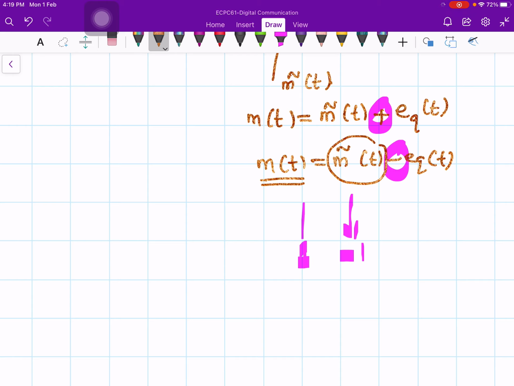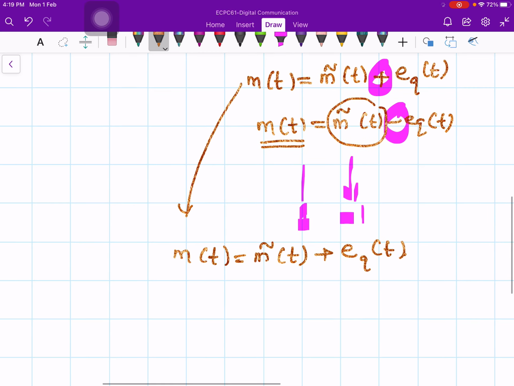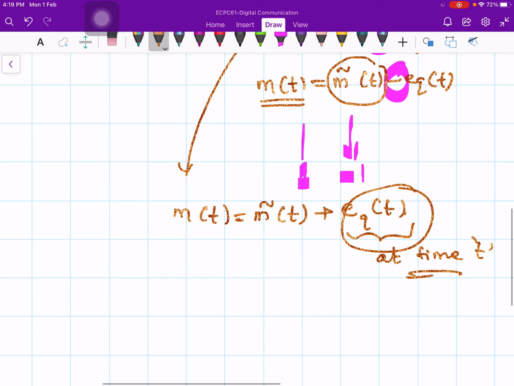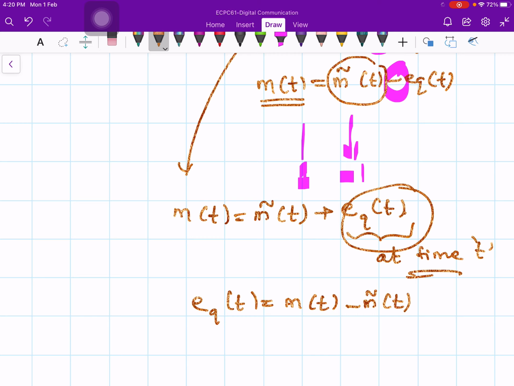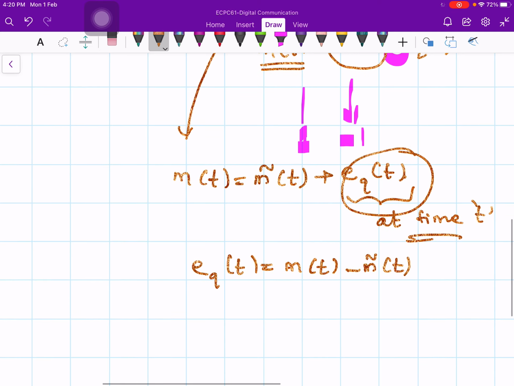Therefore m of t is equal to the staircase approximation of this message plus the error which is occurring there, e suffix q of t. Therefore this error e suffix q of t represents the error at time t. At time t, the amount of error is denoted by this. How do you get this e suffix q of t? It is nothing but e suffix q of t is equal to m of t minus m tilde of t, or you can put m plus of t also. So sometimes the error can be negative and sometimes the error can be positive.